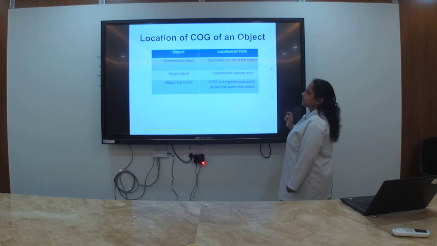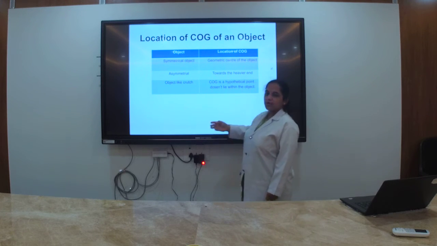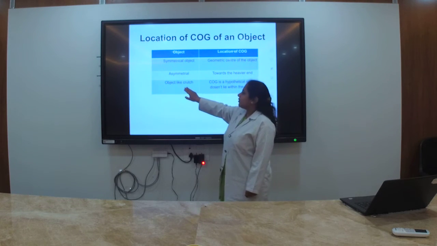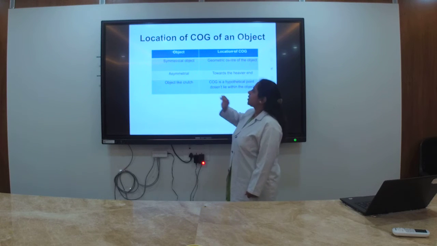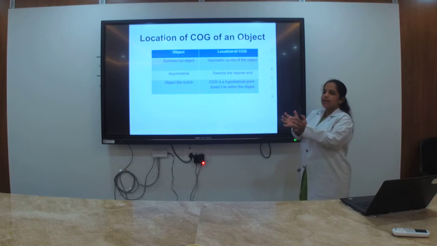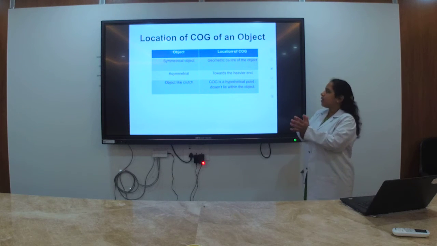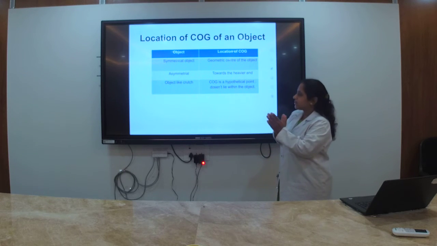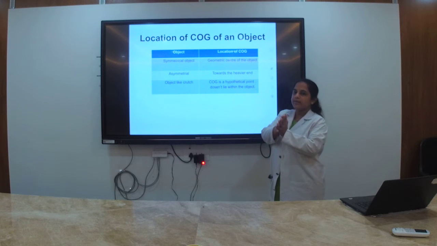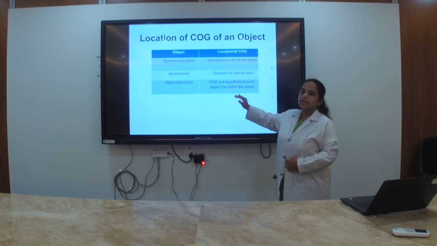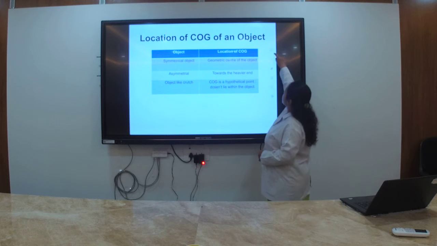Now let us see the example of three different objects like symmetrical object, asymmetrical object, and a different type of object like crutch. Now in symmetrical object, the center of gravity lies at the geometric center of the object. For example, the ball. In asymmetrical object like a stick, it lies towards the heavier end. While the objects like crutch, the COG is nothing but the hypothetical point and it doesn't lie within the object.